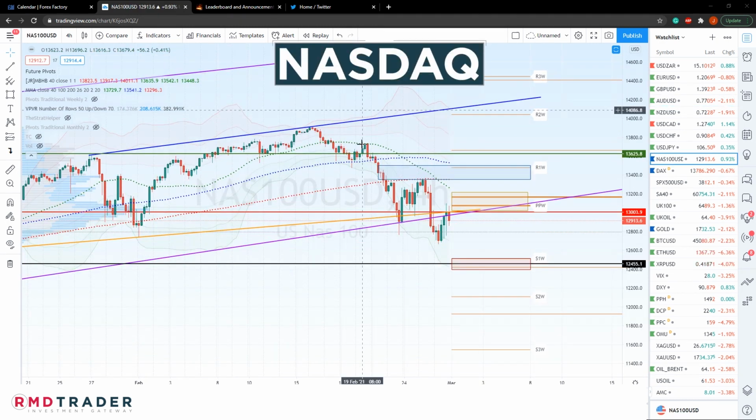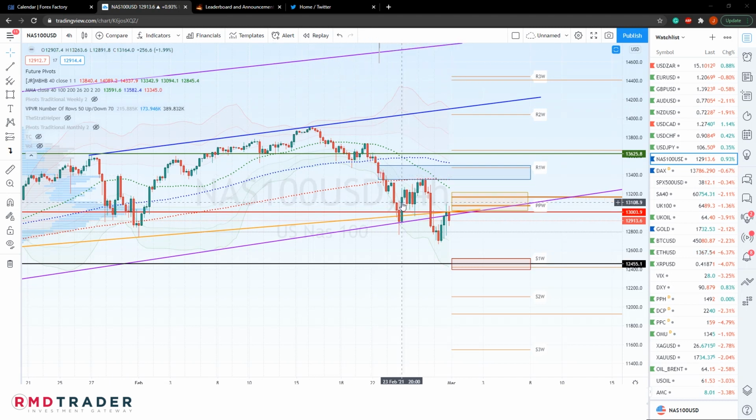We are moving on now. We are looking at the NASDAQ 100. Last week saw a sell-off to the major diagonal support that was followed by a quick correction and retest of the 4-hour 200 SMA, which got rejected at 13,375.